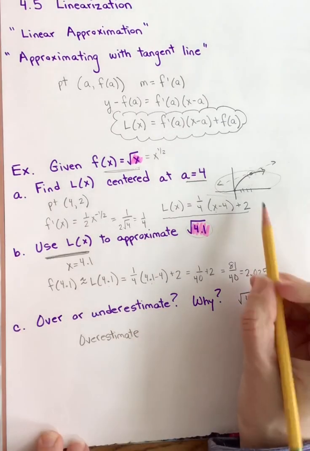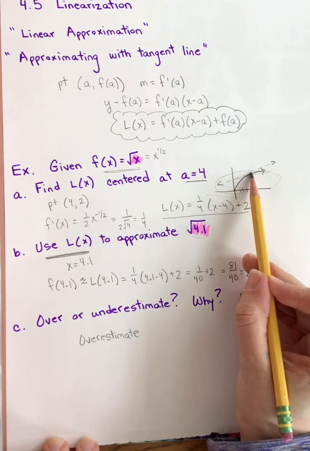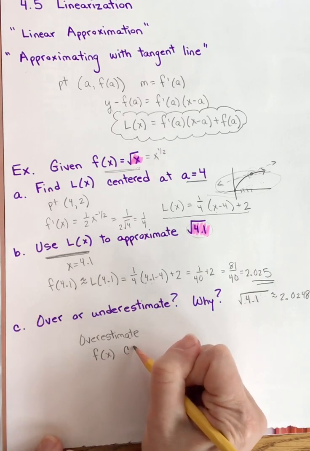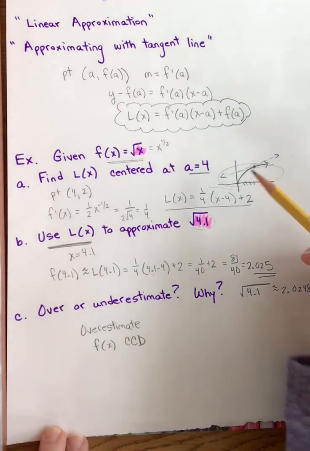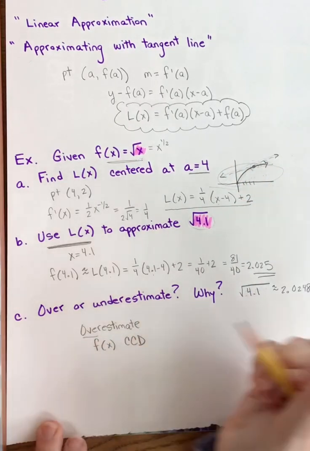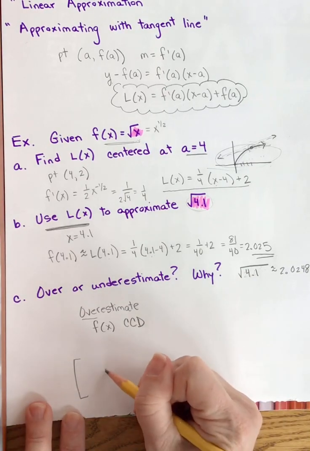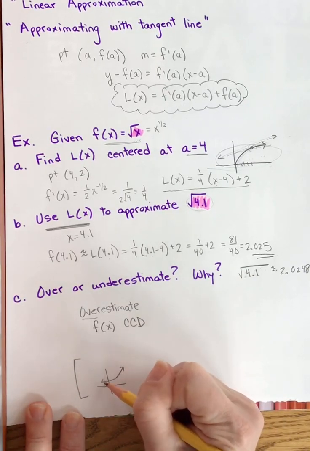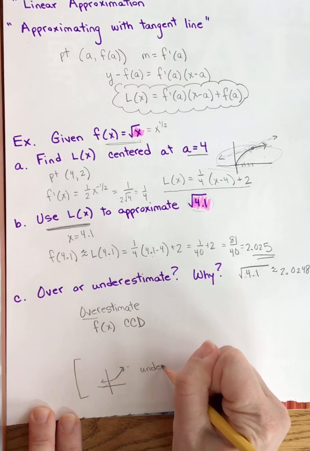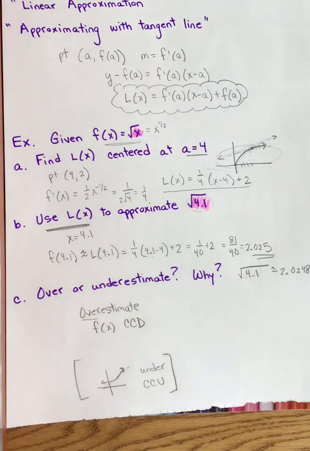But what about this graph makes the tangent line be above it? Well, it has to do with the fact that f of x was concave down. So if f of x is concave down like a frown, your tangent line will be over it. Side note, if I had something that was concave up like a cup, my tangent line would be an underestimate because it's falling below the graph. Have fun with linearization!